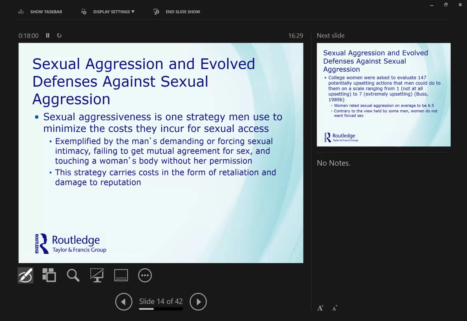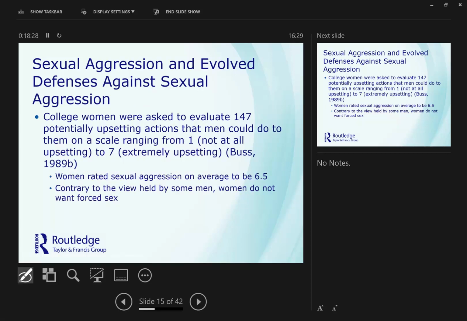Unfortunately, men will use sexual aggressiveness, right, to minimize the costs that they incur for sexual access. So men will force sex on women. They will do all kinds of things without permission, right? Again, one of the problems with this strategy for men is that there are issues with retaliation and damage to reputation, right, which is a particular issue. I think we're all aware of that. I don't think this is anything too surprising.